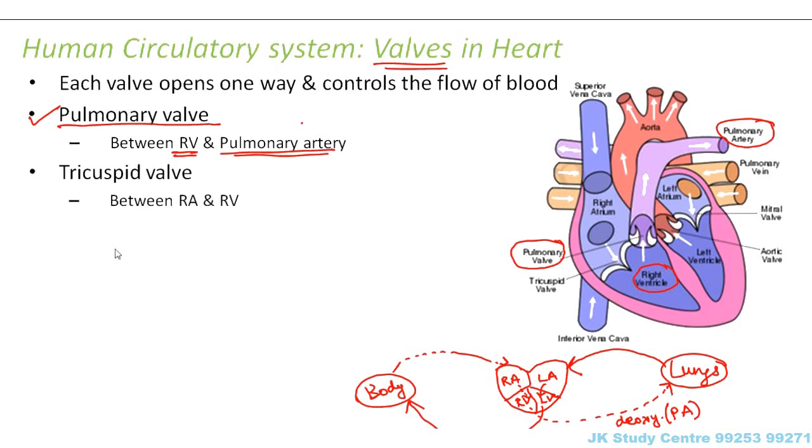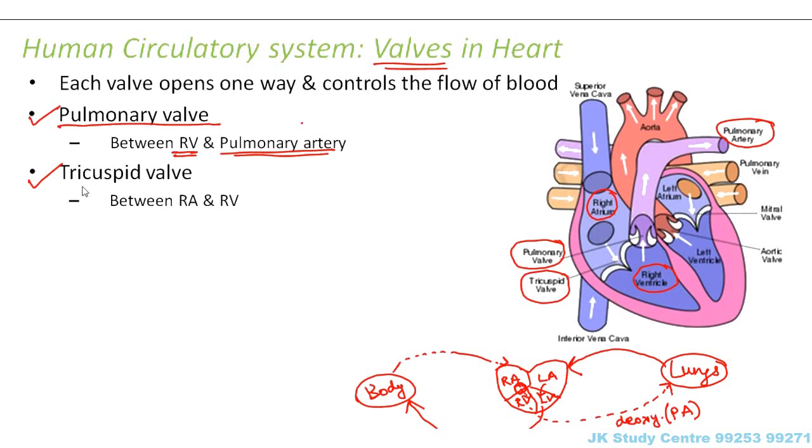Which is the next valve? It is the tricuspid valve, which is present between the right auricle and right ventricle. So here you see in this deoxygenated flow, the flow of blood also took place from the right auricle to the right ventricle. So here also there should be a valve present. Between the right auricle and the right ventricle, this is the right auricle, this is the right ventricle, in between them this valve is present, which is called the tricuspid valve.